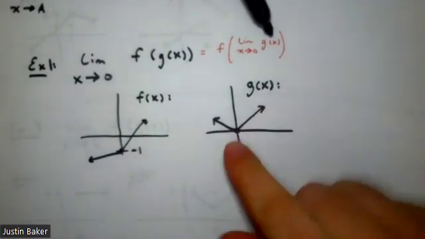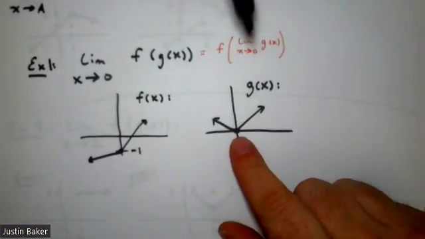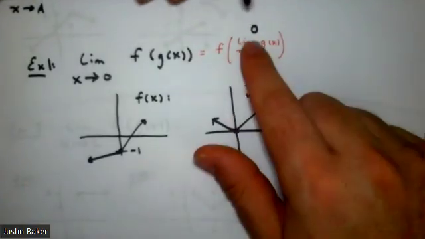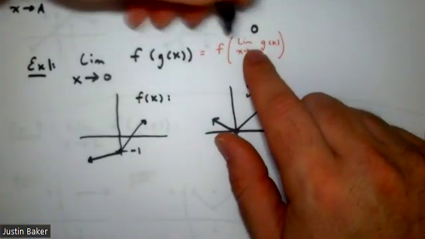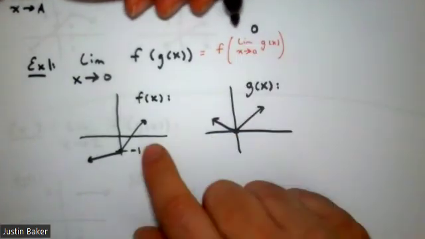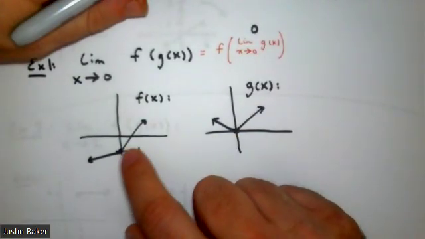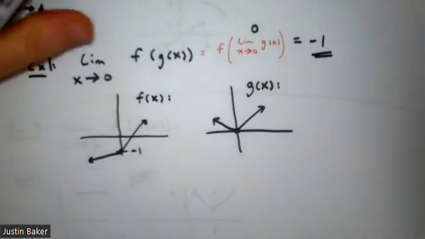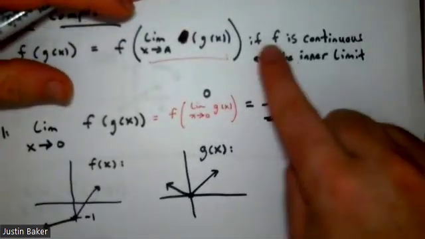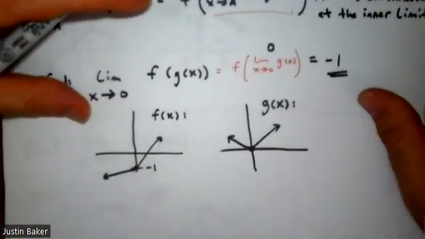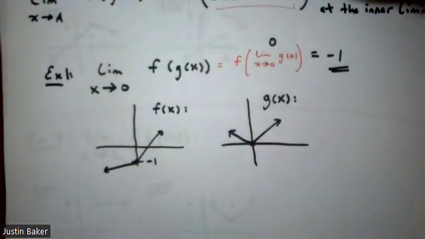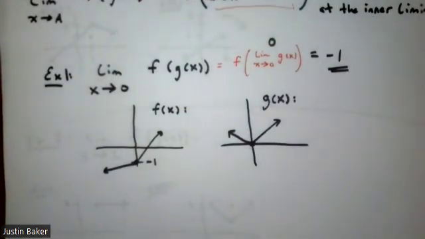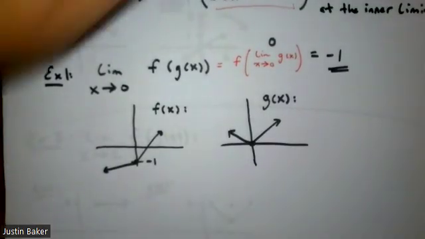So let's check out what happens. As x approaches 0 on g of x, hopefully from the previous two videos it makes sense to you that that limit would be 0. And then f of 0 means we come over to this graph of f, and f of 0 would be -1. So the result of that limit would be -1. Now, the key to this is f is continuous at the limit. If this is continuous and connected, then you're good to go. Hopefully that makes sense. We will try a few more here.